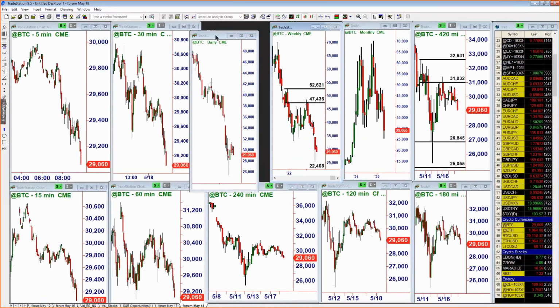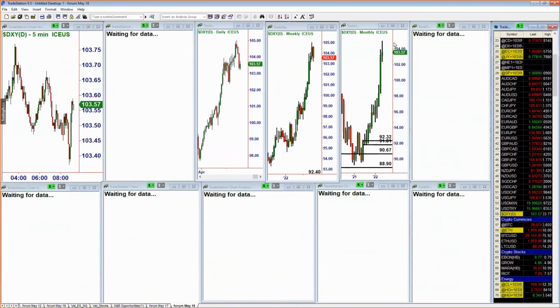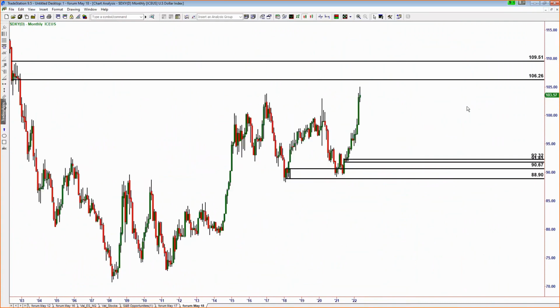Okay. So let's go to the euro and let's take a look. Actually, if it's okay, I want to start with this dollar chart. And what we have here in a very large time frame, okay, the 106.25 area, and remember, this has been a level.